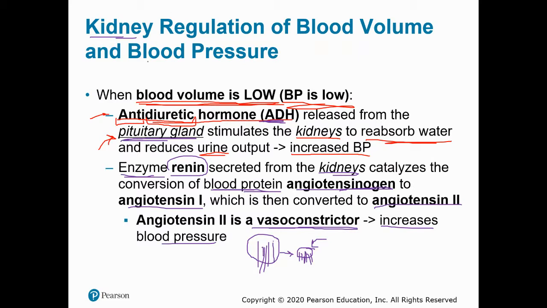So again, the end goal here, whenever blood pressure is low, is to increase blood pressure. Angiotensin 2 doesn't necessarily affect blood volume, but affects blood pressure. Angiotensin 2 does that by vasoconstricting the blood vessels, making it such that there's less space for the blood to flow through, thereby helping to increase blood pressure.